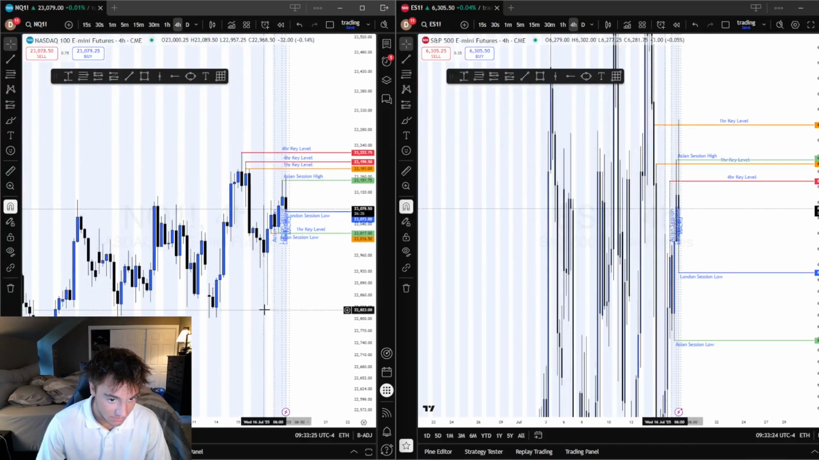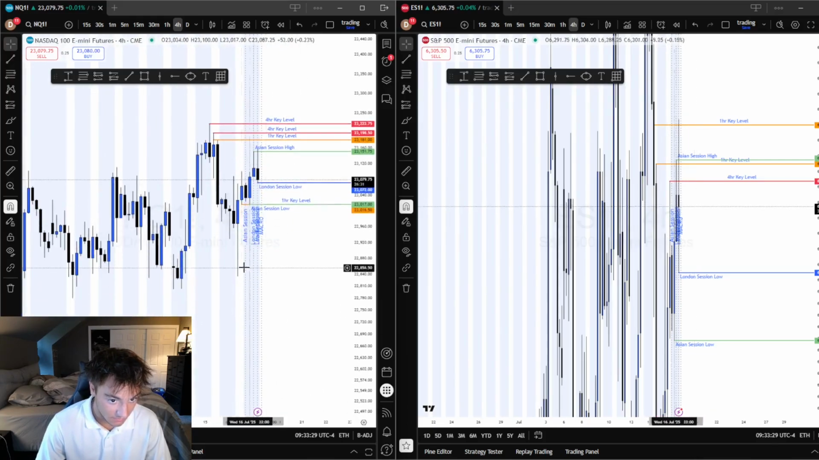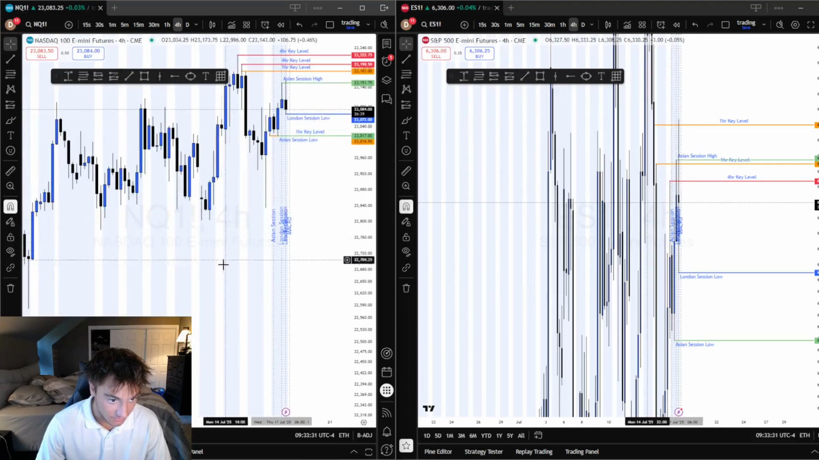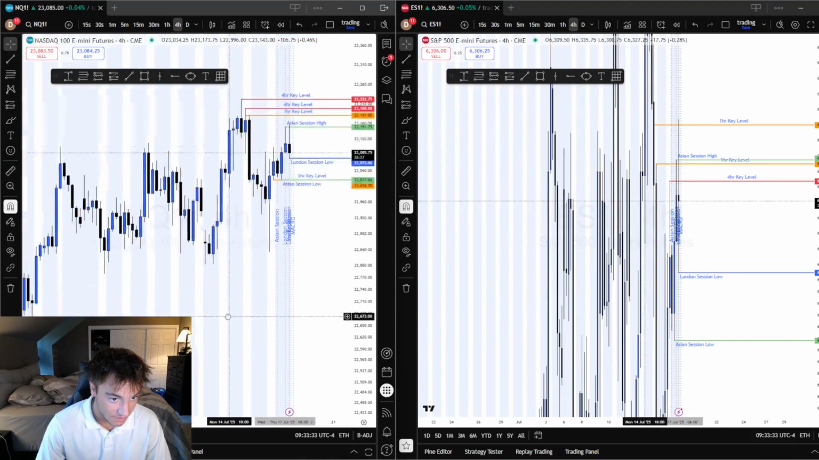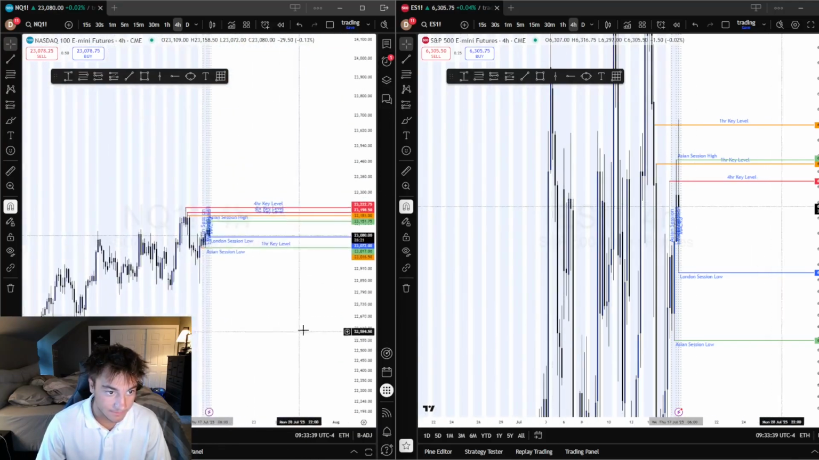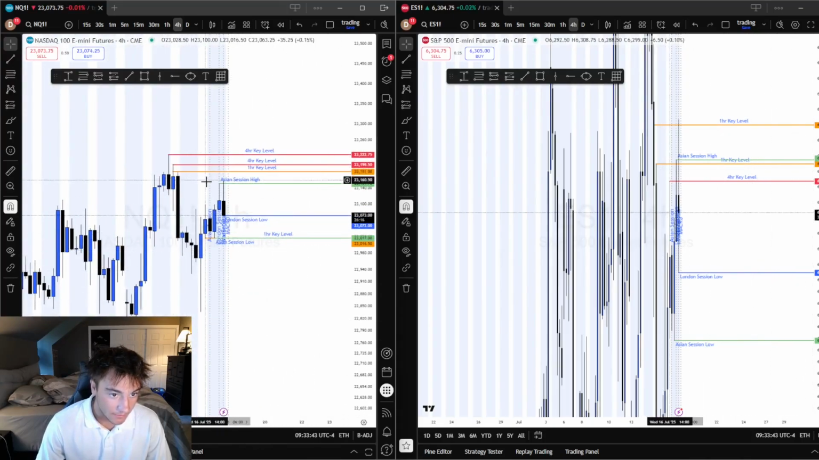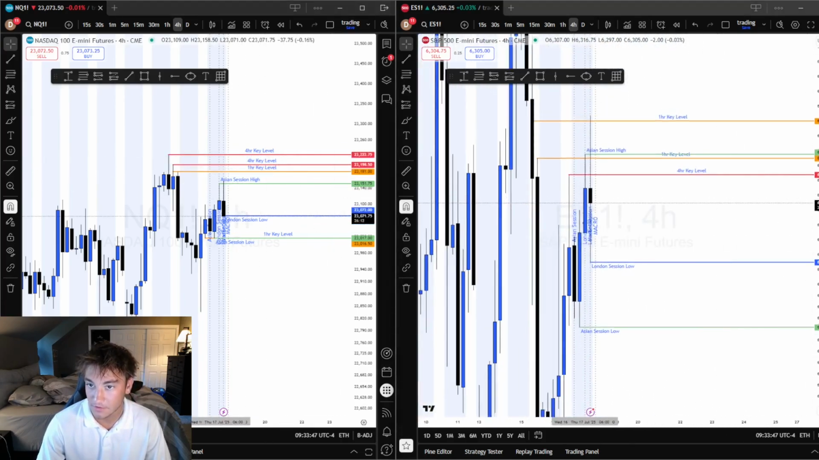So I don't think we're going to go any lower, because then we would be creating new lows, and lower lows are creating a downtrend. And I don't think we are in a downtrend on the Nasdaq right now. So I am pretty bullish up to these highs up here.